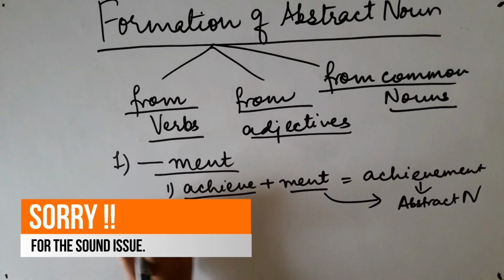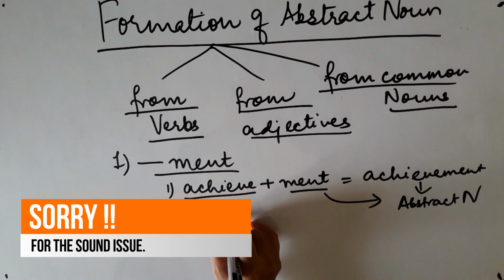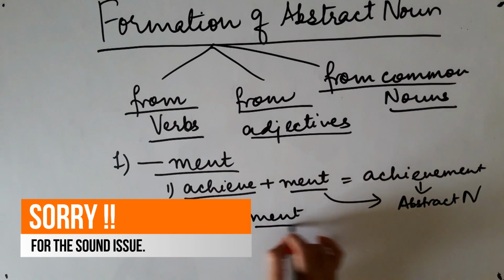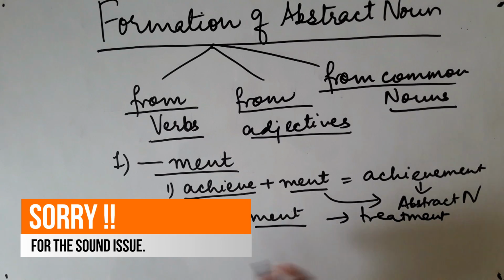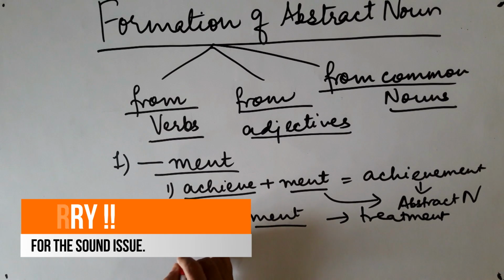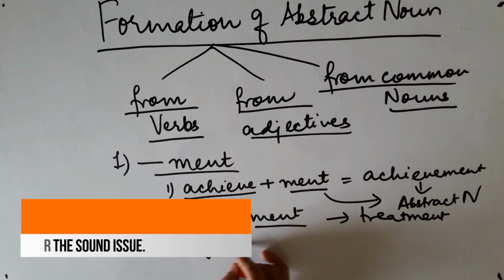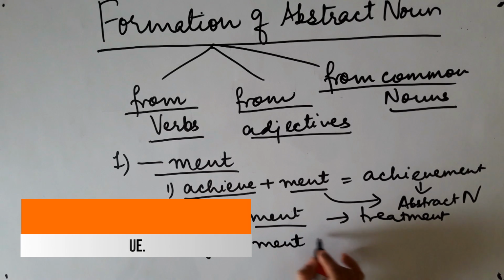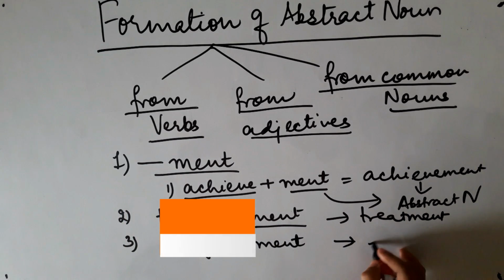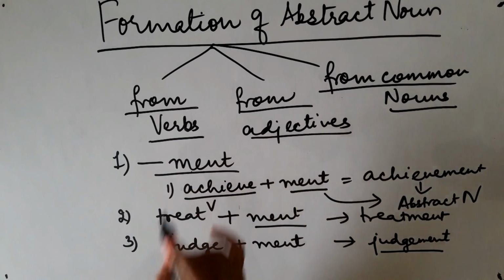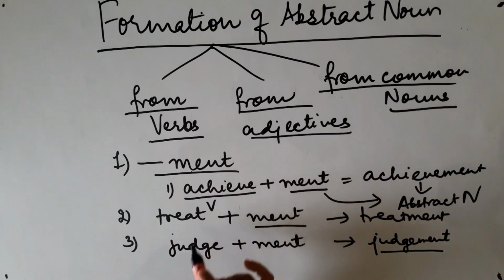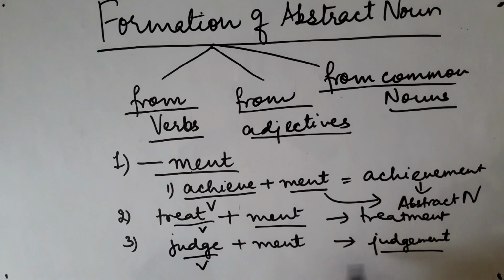Similar is the case with treat. So in case of treat, we again add ment and it becomes treatment. We have words like judge. If we add ment, it becomes judgment. So in this way, by simply adding ment, we can change these verbs into abstract noun.